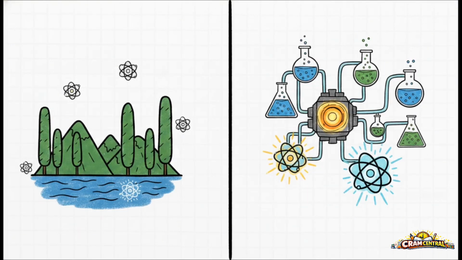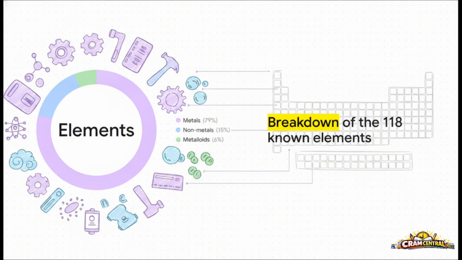Now, you might assume we just dug all these up out of the dirt, but actually, only elements 1 through 94 are naturally occurring on Earth. Elements 95 through 118, we had to make those ourselves. They're synthesized in advanced laboratories or nuclear reactors, and honestly, a lot of them exist for just fractions of a second before breaking apart. And when we look at the breakdown of those 118 elements, the composition is pretty wild.